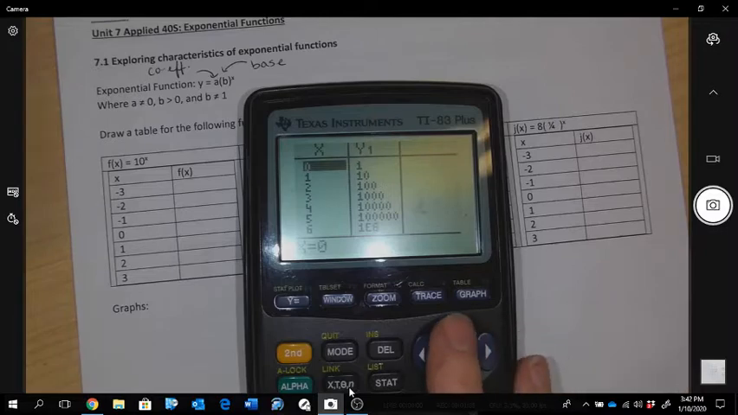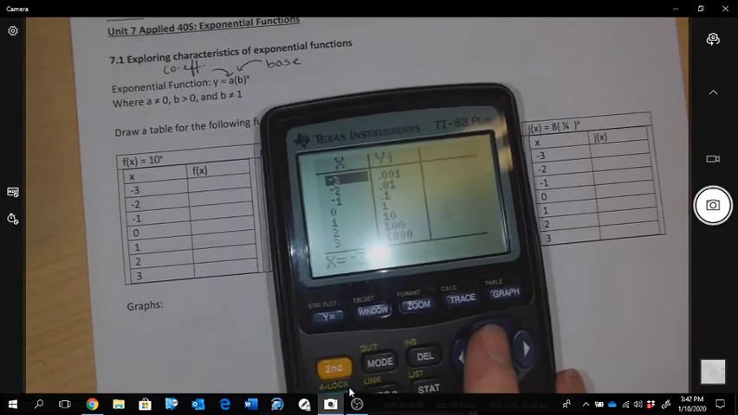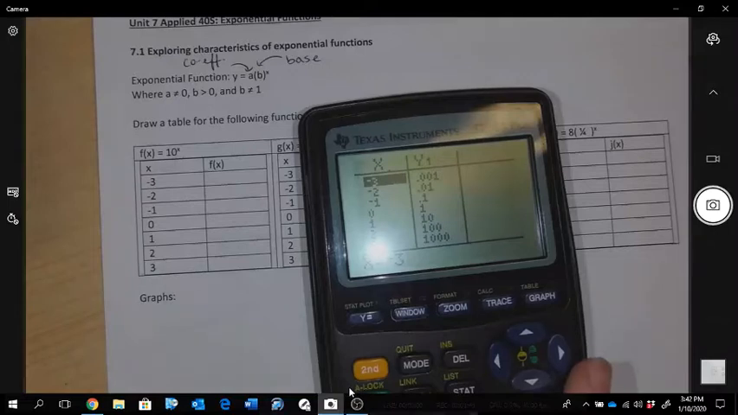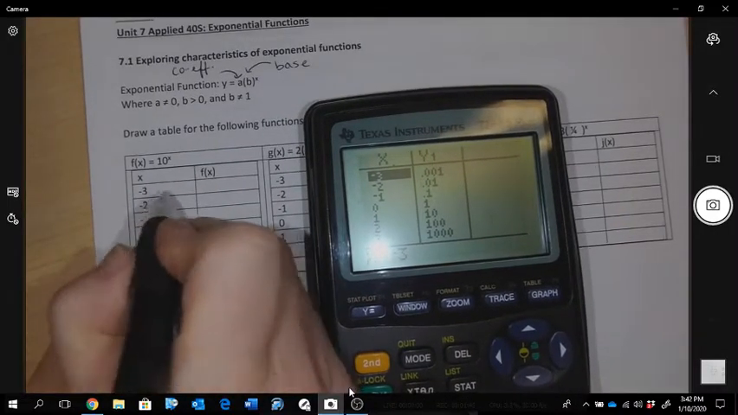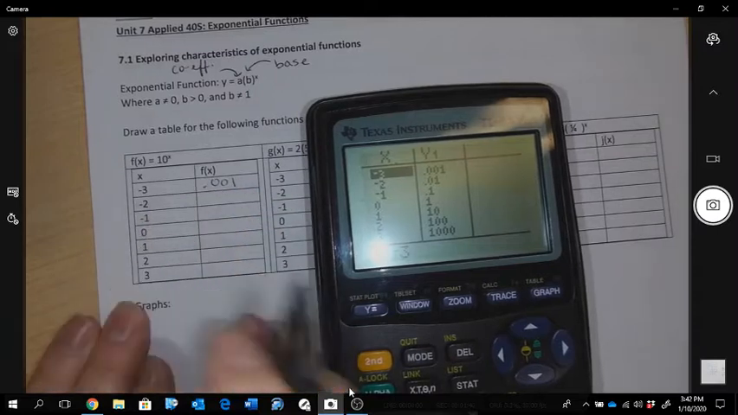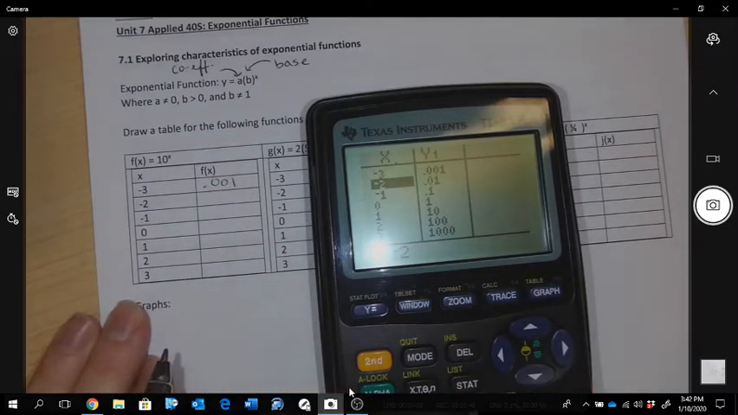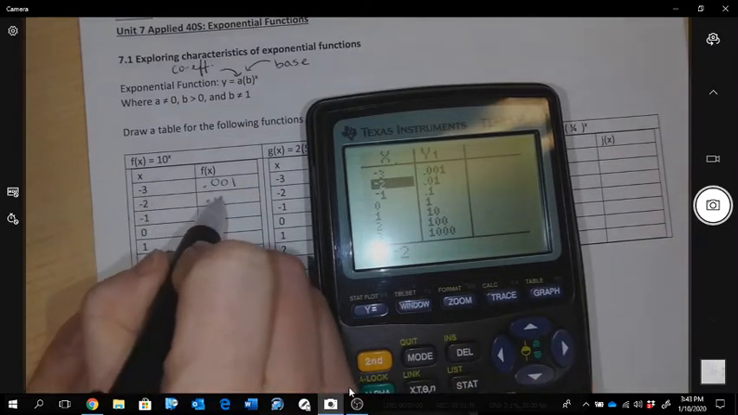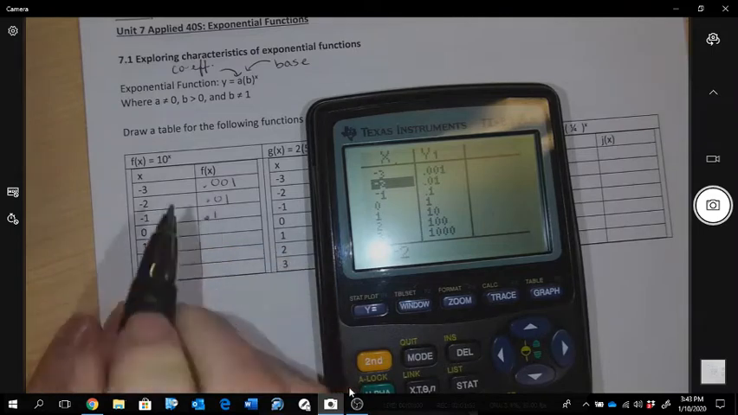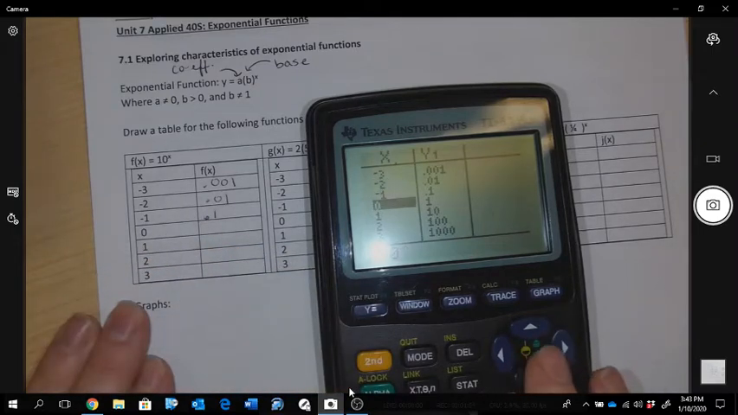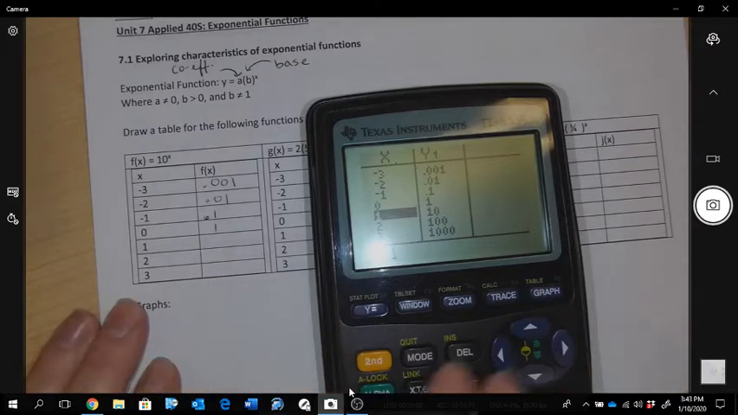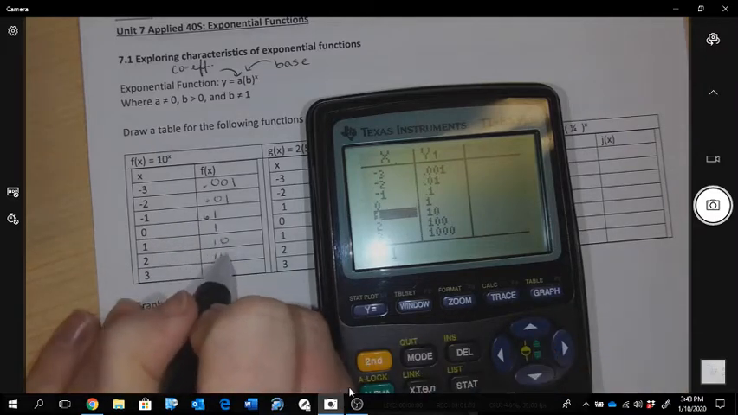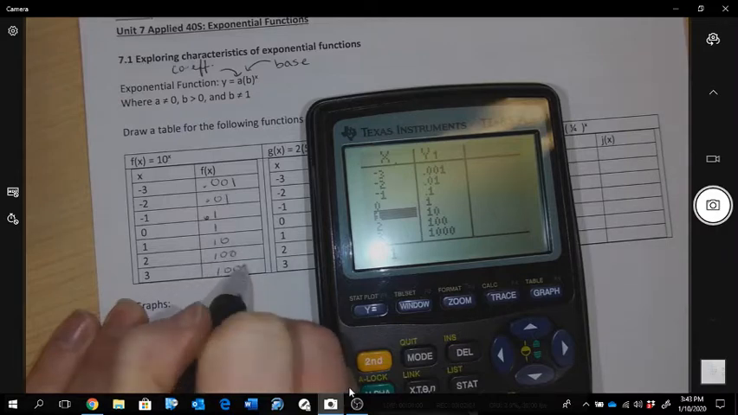Okay, we start at -3. In other words, 10 to the -3 is like 1 over 10 cubed, so 0.001. 10 to the -2 is 0.01. 10 to the 0, anything to the 0 is 1. 10 to the 1 is 10. And then you can see 100 and 1,000.